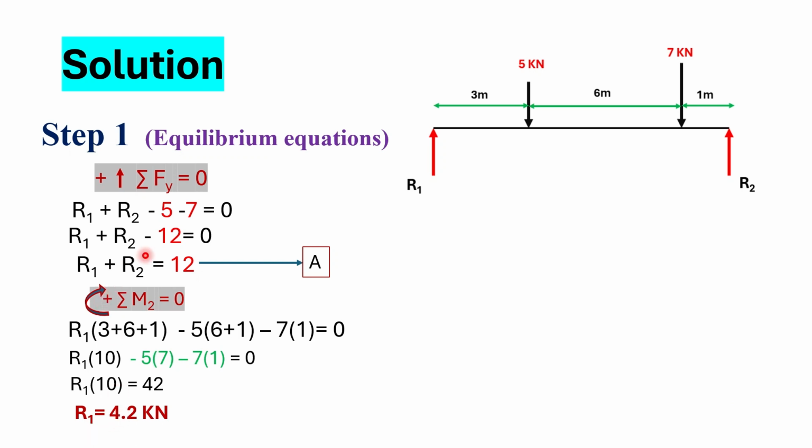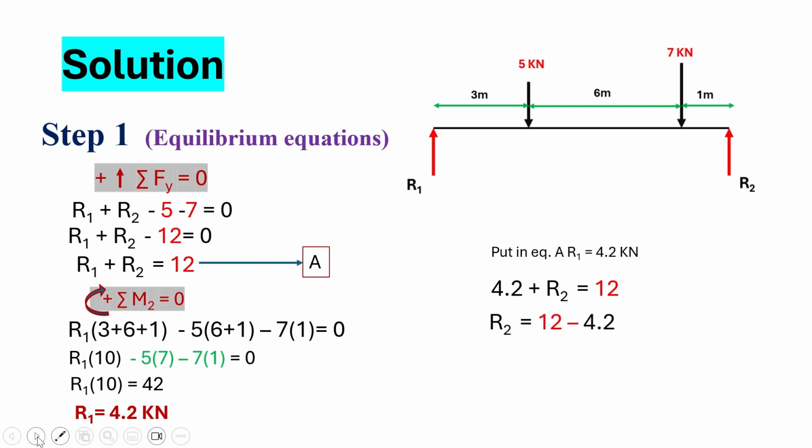Now putting this value in this equation, we will find the value of R2, support reaction 2. So putting 4.2 plus R2 is equal to 12. This is equation A. I only put the value of R1, which is 4.2, that I found here. By doing the calculation, we will get the value of R2, which is 7.8 kilonewton. This is the first step to find the support reaction.